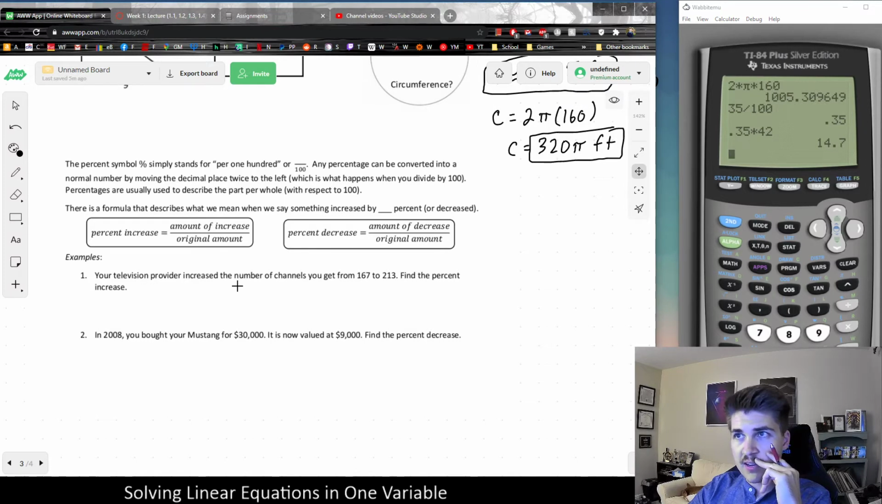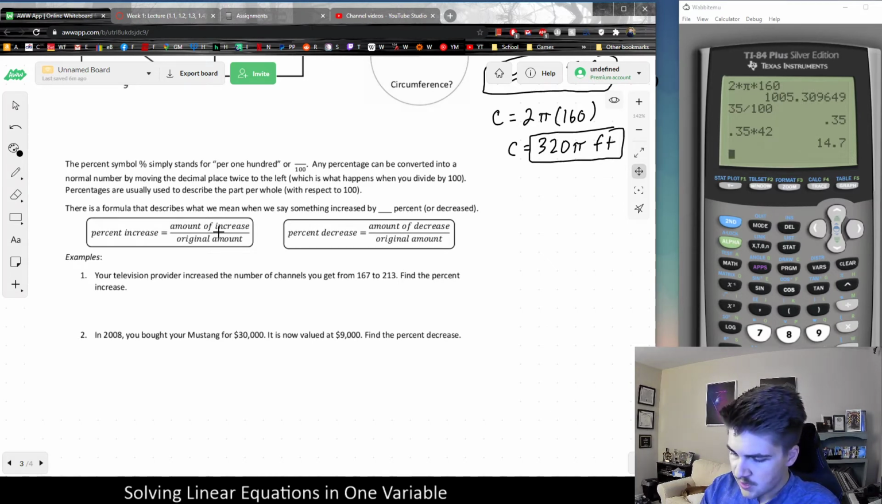It says your television provider increased the number of channels that you get from 167 to 213. Find the percent increase. Now typically percentages are ratios, so you might be thinking, do I divide them, or what do I do to get those? But if we look at what percent increase is, it says the amount of increase divided by the original amount. It's basically a ratio of how much did it go up by to how much I originally had. In order to do this, you first need to figure out the difference in the number of channels from start to finish.